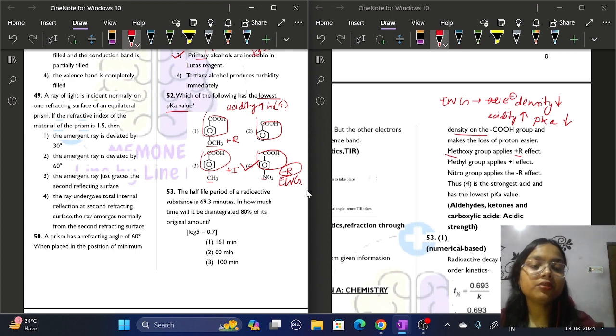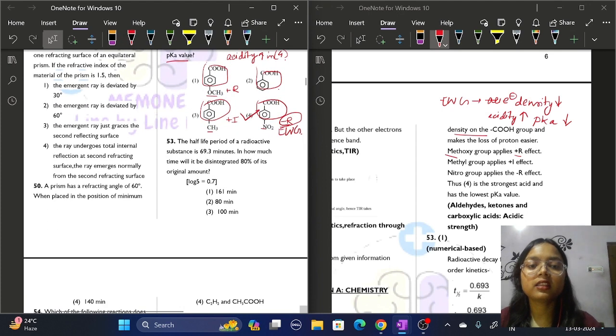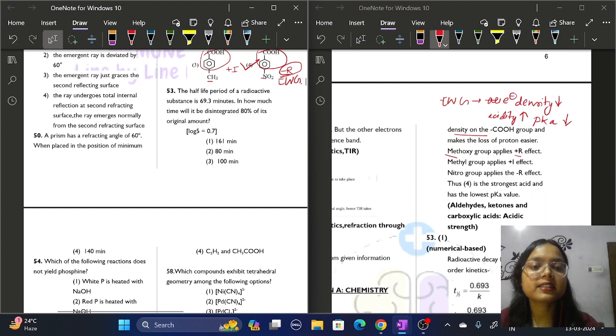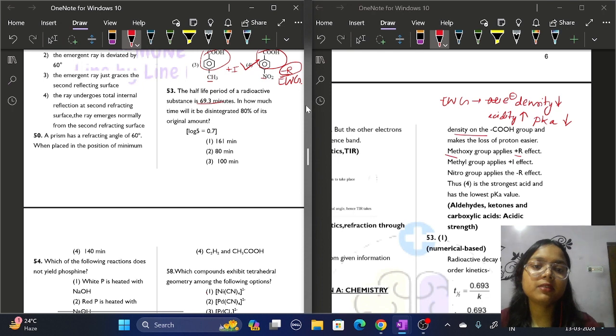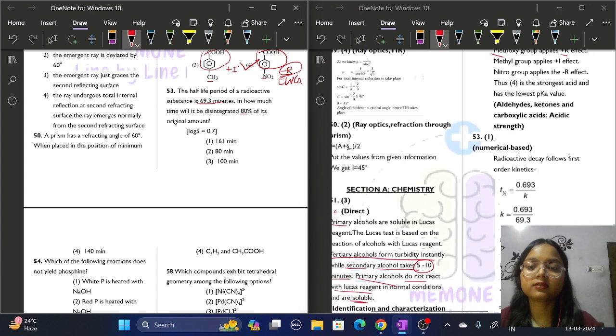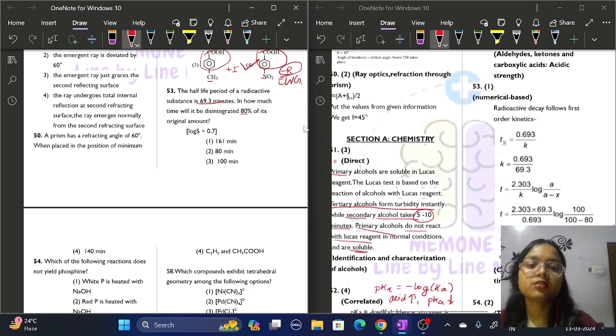Okay, let's move on to question number 53. The half-life period of a radioactive substance is 69.3 minutes. How much time will it take to disintegrate 80% of its original amount? So in the question, what is given? The half-life period means the T half is given. T half is 69.3 minutes. In how much time will it be disintegrated?